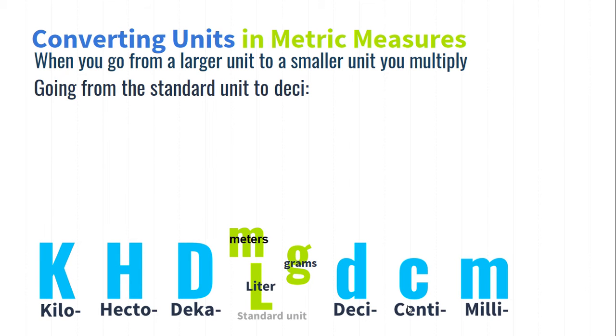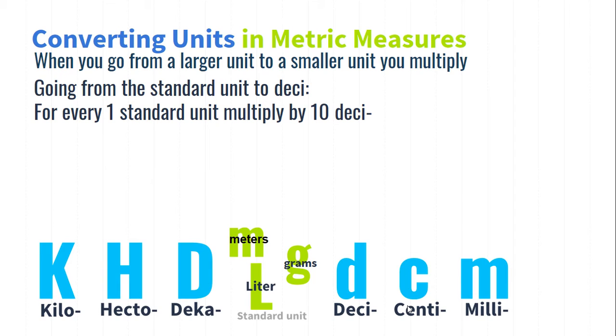When we're going from our standard unit to deci, we are still maintaining that relationship, just like 1 is 10 times larger than a tenth. We have that same thing going on with our standard unit: it is 10 times larger than our deci unit, because deci is our tenths.